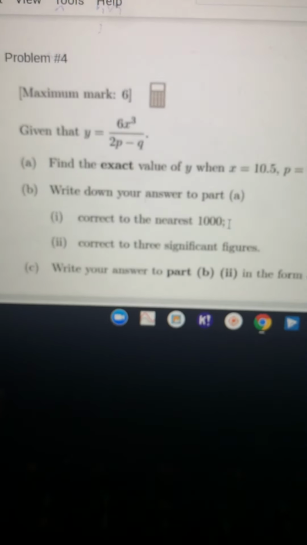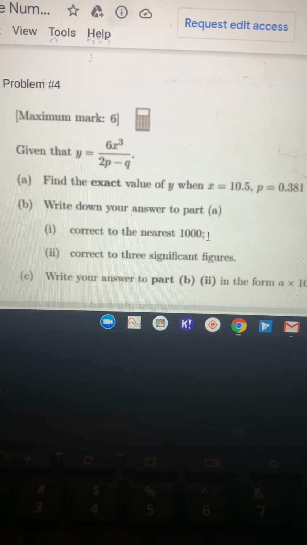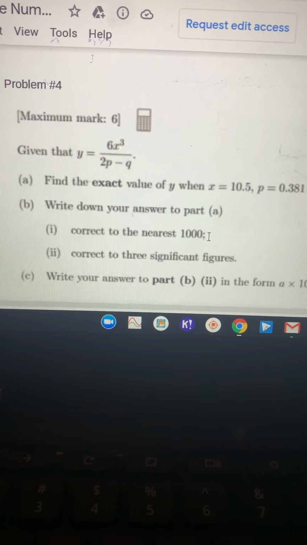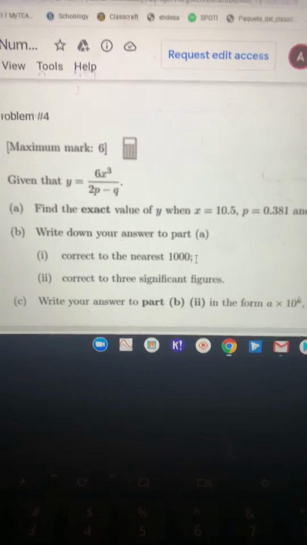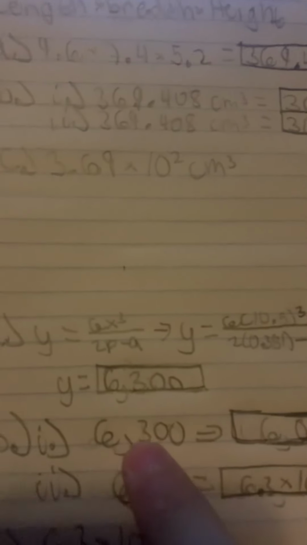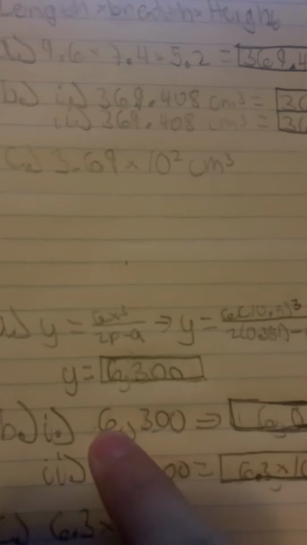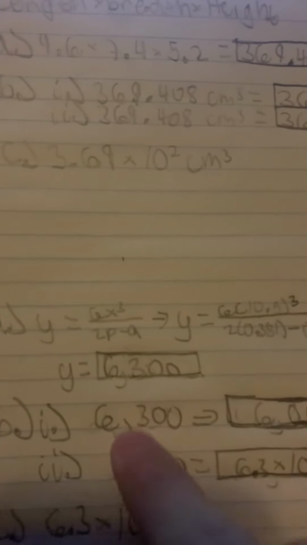Then part B asks to write down the answer first correct to the nearest thousandth place, and second correct to 3 significant figures. So first, for the thousandth place, we got 6,300. Since it's asking us to round to the thousandth place, again it's 300, and 300 is 400 and lower, so we cannot move this 6 to a 7, so it must stay as a 6. So rounded to the thousandth place, it would give us 6,000.